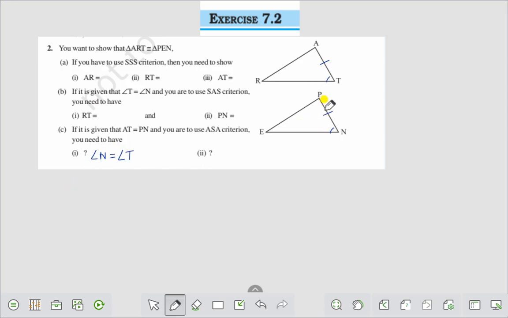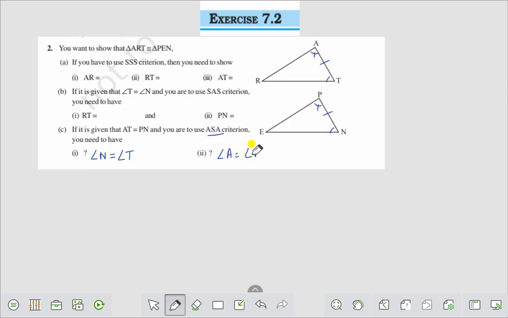And this angle, on the included side, angle A should be equal to angle P. Then here you can use angle side angle criterion, right?